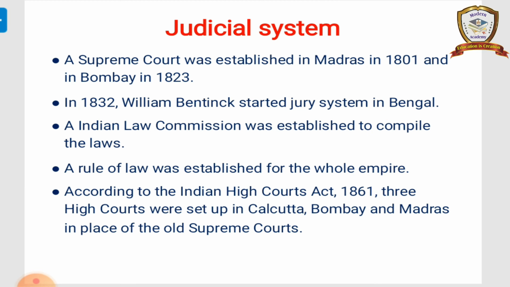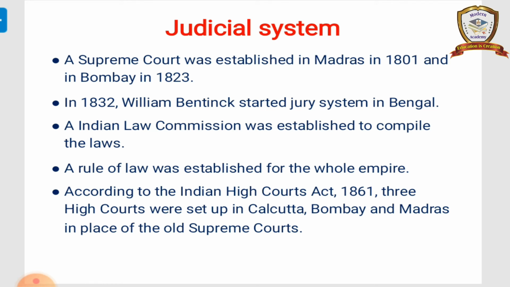And next one, the judicial system. The judicial system means the courts. The Supreme Court was established in Madras in 1801 and in Bombay in 1823. In 1832, William Bentinck started the jury system in Bengal. An Indian Law Commission was established to compile the laws. A rule of law was established for the whole empire. According to the Indian High Courts Act of 1861, three high courts were set up in Calcutta, Bombay and Madras in place of the old Supreme Courts.